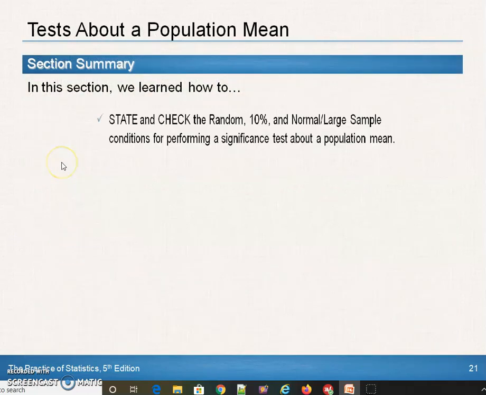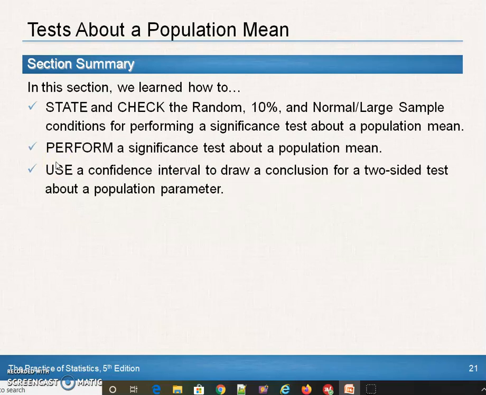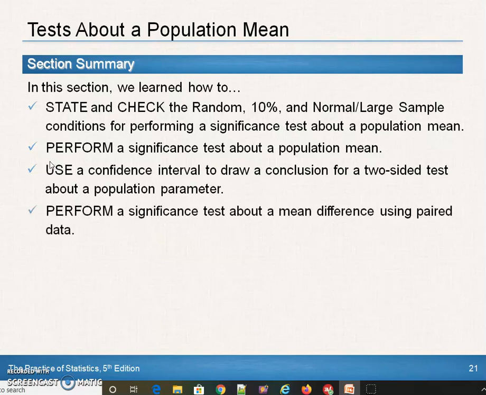So that's tests about a population mean. We'll have to go through some examples for the review for Chapter 9.